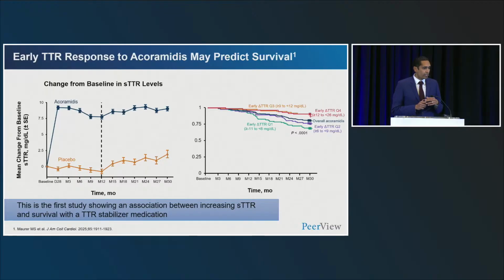So I think this is some of the best data that came out even just earlier this year in terms of TTR monitoring. So again, we talked about stabilizers, they increase TTR, silencers, they reduce TTR levels. And so in the Tribute trial, there was a large increase, again, about 7 of TTR in the acoramidis arm versus placebo. And what's really important is that that increase in TTR that was initially achieved is tied intricately to outcomes. So the higher your TTR response, the better prognosis you have.